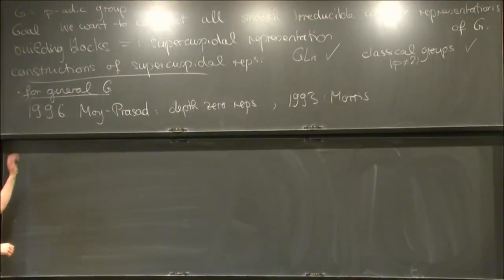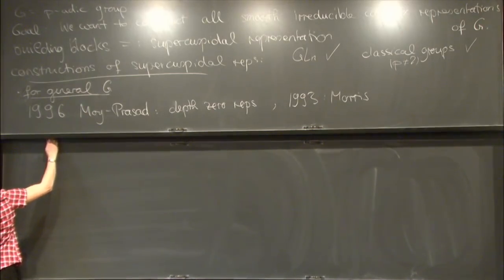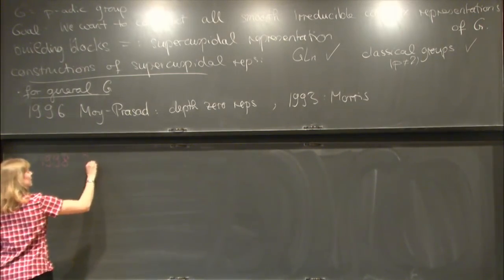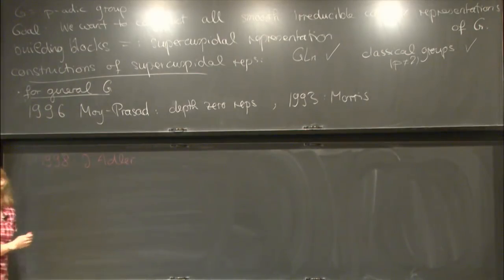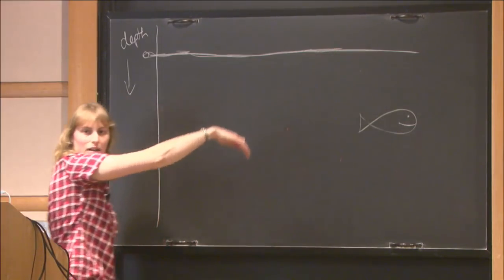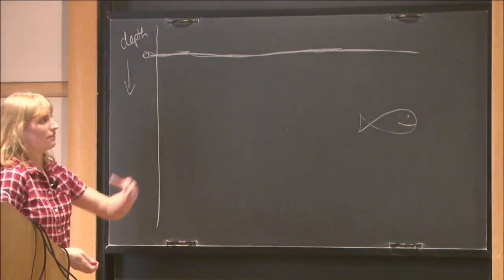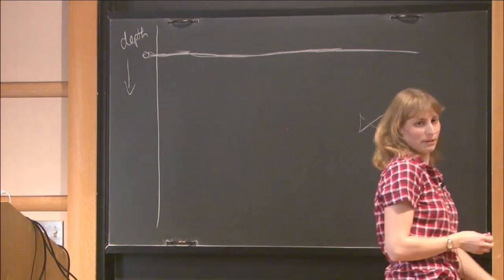So that was the first thing then. That's just the upper part. So we want to go deeper in the ocean. We want to understand the fish that live further down. So in 1998, Jeff Adler gave a construction of some supercuspid representations that works for relatively general groups that are fish that swim deeper down here. So we now go down into the ocean, and finally we see something down here. They were very mysterious. As I said, we only knew them for the special cases beforehand.